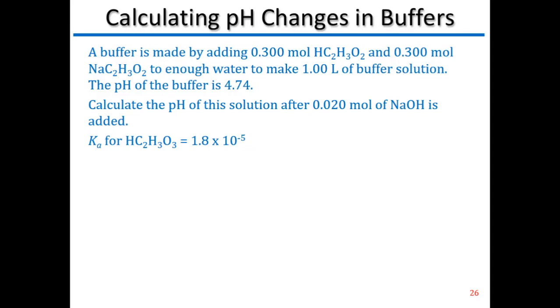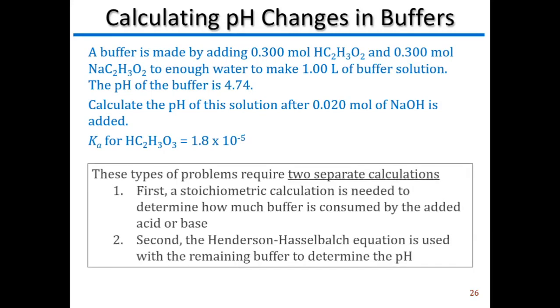They want us to calculate the pH of the solution if we add 0.02 moles of sodium hydroxide, and they gave us the Ka for acetic acid. So how are we going to solve this one? We need to separate this into two separate calculations. First, a stoichiometric calculation to determine how much of the buffer is consumed by adding the acid or the base. Secondly, we can use the Henderson-Hasselbalch equation to determine the new pH.